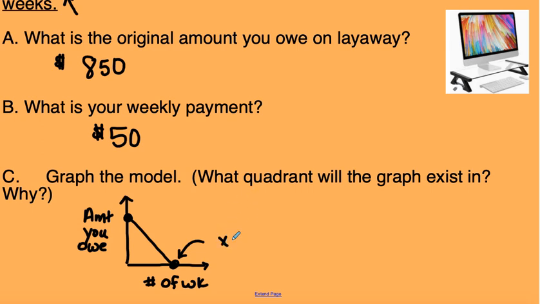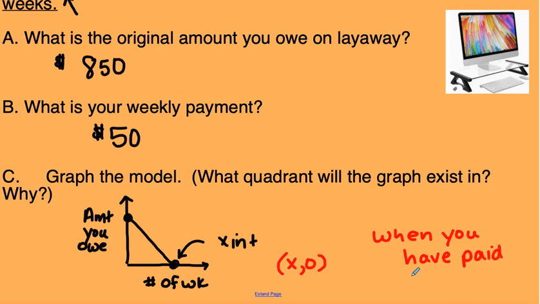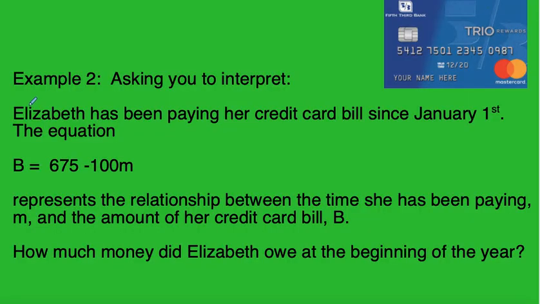That's the x-intercept. Well, if we think about it, that's the coordinate point x, 0. So that point is going to be when you have paid off the card or the computer, the bill. Means when you owe nothing. So that point is going to be important to us, okay? All right, let's look at another one.